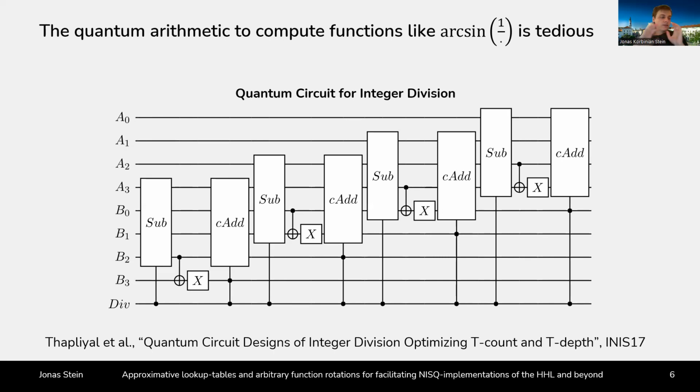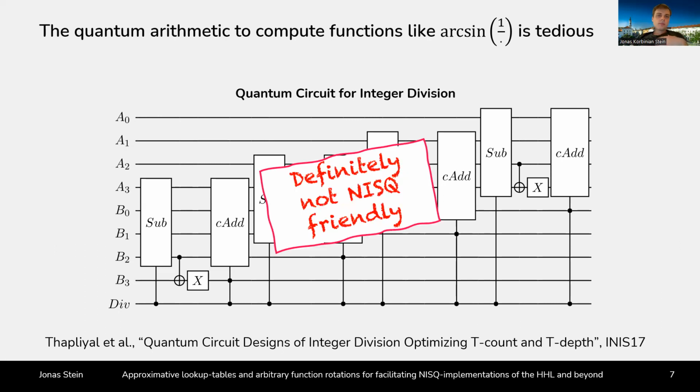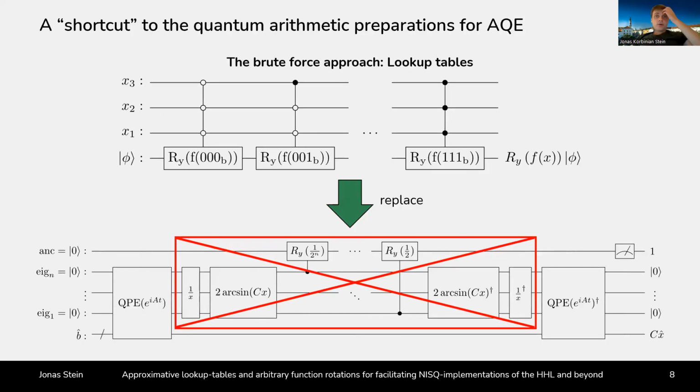Complexity class-wise, this is no problem. We can definitely do this easily, but in practice, this costs us a lot of qubits. In simulation, that's bad. And the number of gates is quite big in absolute numbers, at least, which makes it really not NISQ friendly.